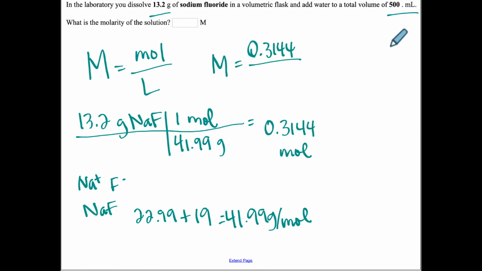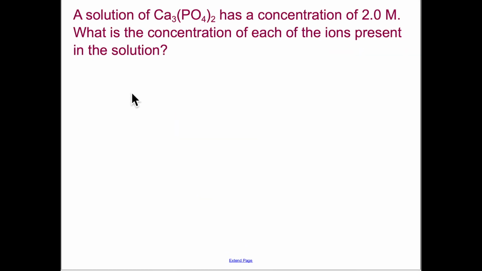Now we need the liters. If we have 500 milliliters, we just slide 3 to the left to get liters. So we have 0.5 liters. When we take 0.3144 divided by 0.5, we get 0.629 molar.